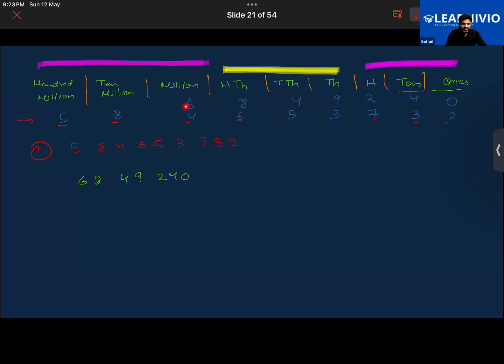It will be read together. So we started from here. 6 belongs to this 1 million place. So we read it as 6,849,240. Same goes for this one. Now this is 584,653,732. Let me repeat and pay attention here. That is 584,653,732. Both of you are getting it or not?